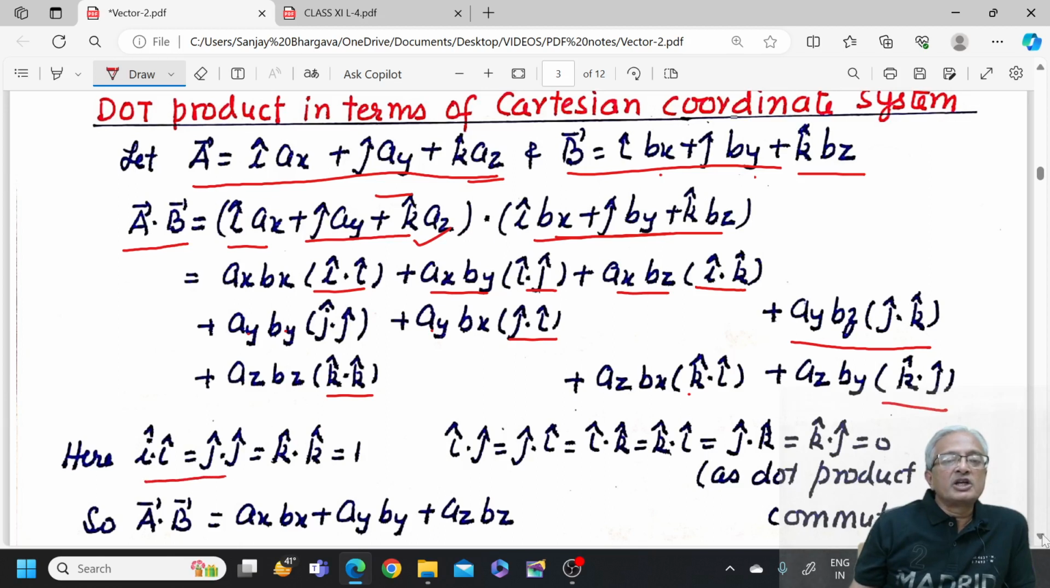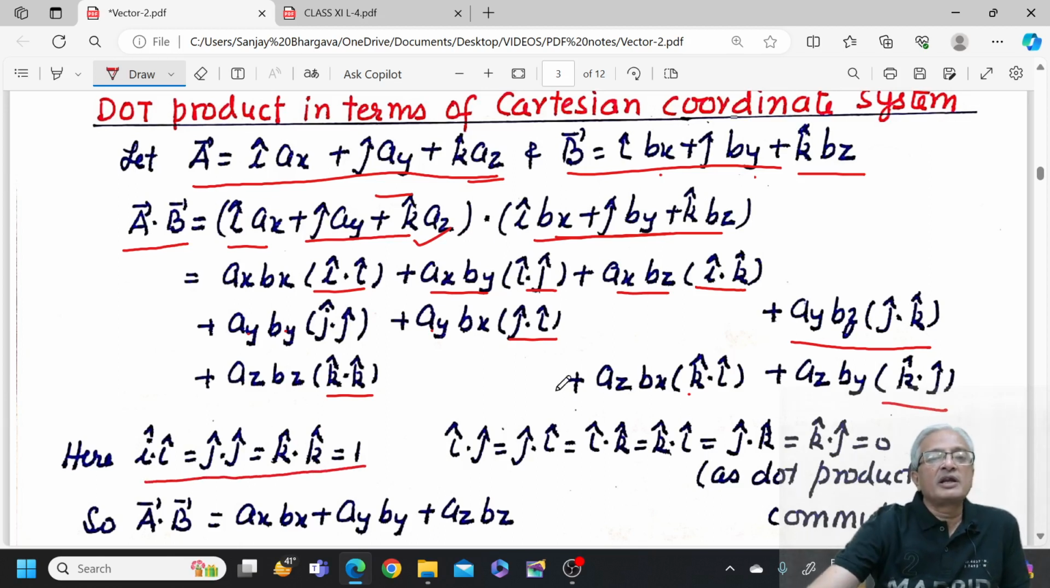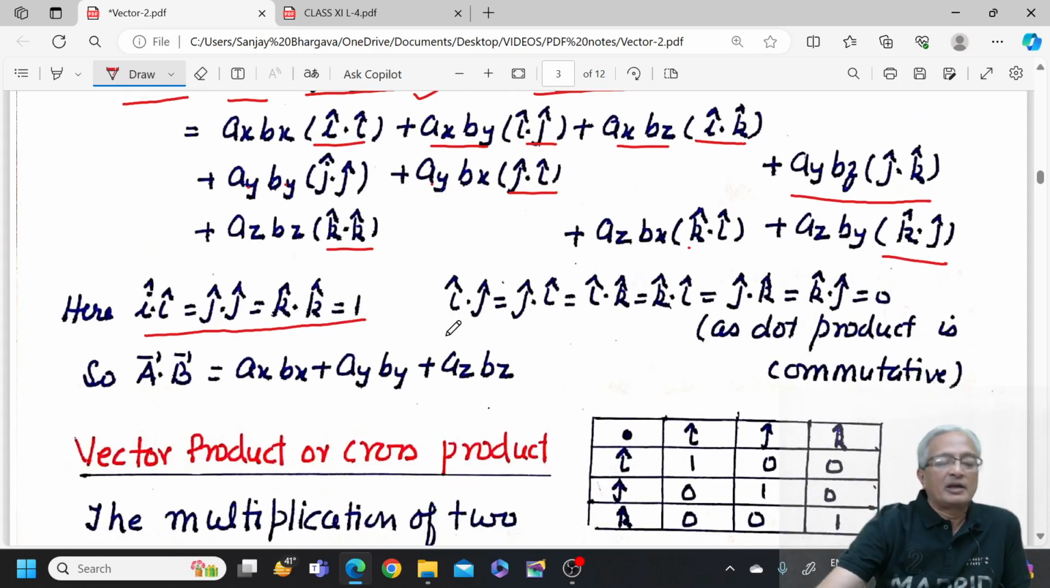Here i dot i, j dot j and k dot k would be 1. The reason is the angle between the same directions would be 0, and cos 0 would be 1. But i dot j is equal to j dot i is equal to i dot k is equal to k dot i is equal to j dot k is equal to k dot j is equal to 0. Why is this 0? The reason is the dot product of two perpendicular vectors is 0.